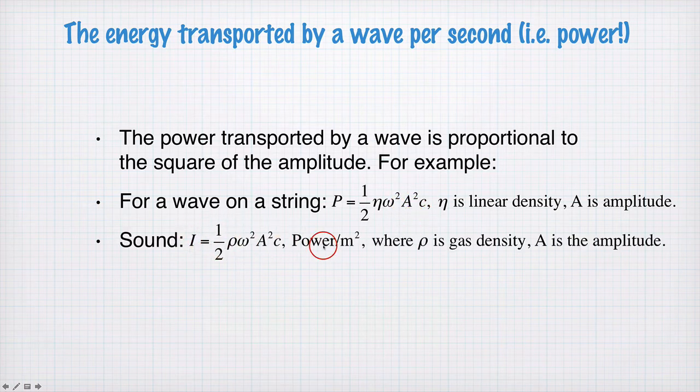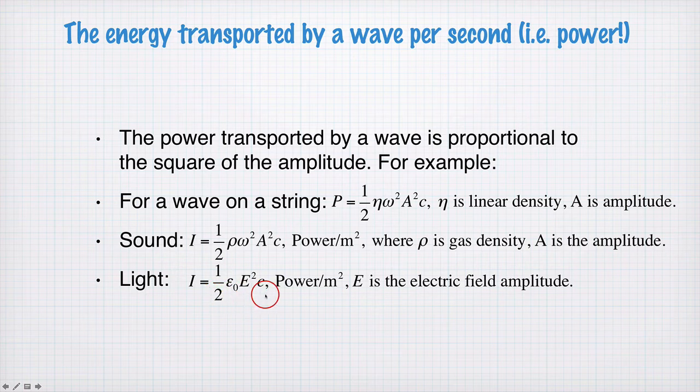For sound, now we have power per meter squared, because imagine sound traveling in a great sheet in sort of three-dimensional space. This is the power delivered per meter squared of a sound wave. We have a half again. This is now the density of the air, or the water, or whatever it is. Again, the angular frequency, the amplitude squared, and the speed of the sound wave.